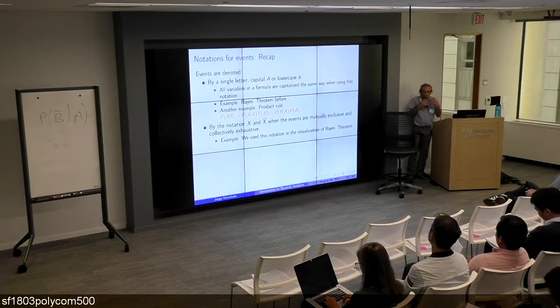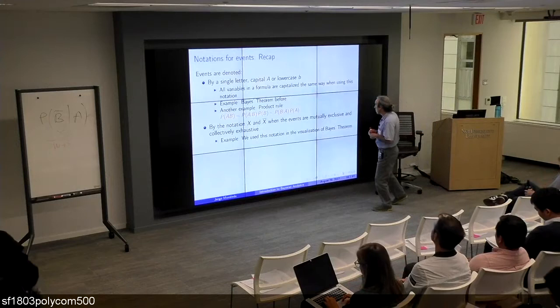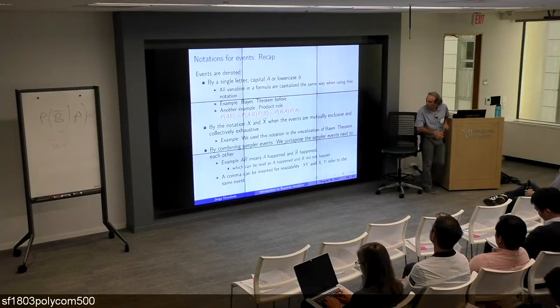One way of creating more complicated events is by listing them together. So, for example, sorry, that's not what I'm seeing in my slide. Okay, so I guess I'll go first to this. Well, this one we already saw.